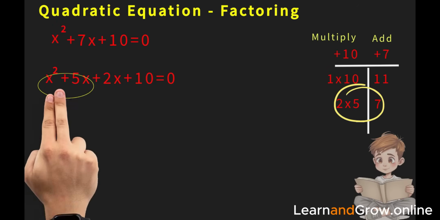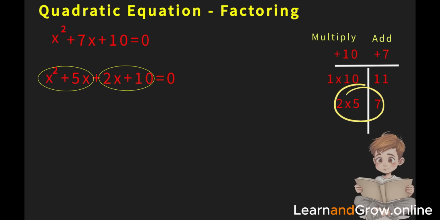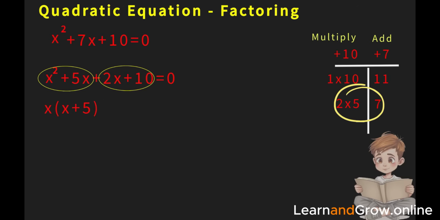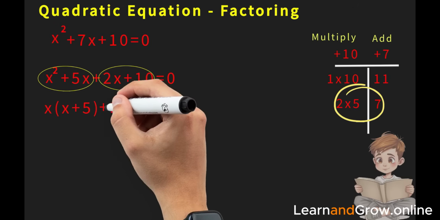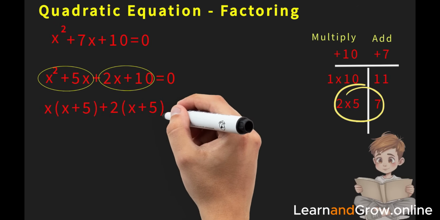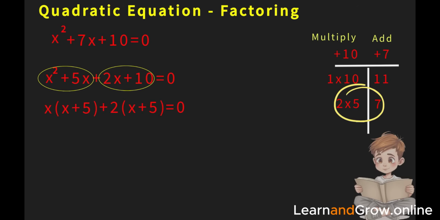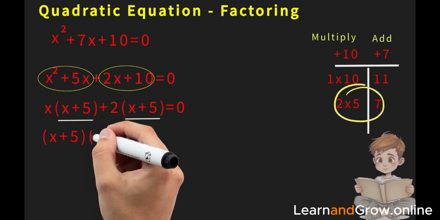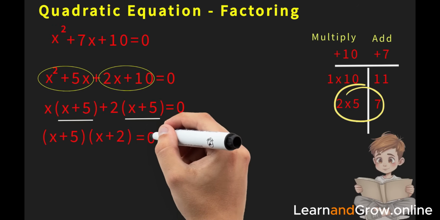Now, we group the first two terms and the last two terms and take out the common factors. From the first group, we take x common, leaving x plus 5. From the second group, we take 2 common, leaving x plus 5. Now, since x plus 5 is common in both groups, we take it out again. The remaining factor is x plus 2.